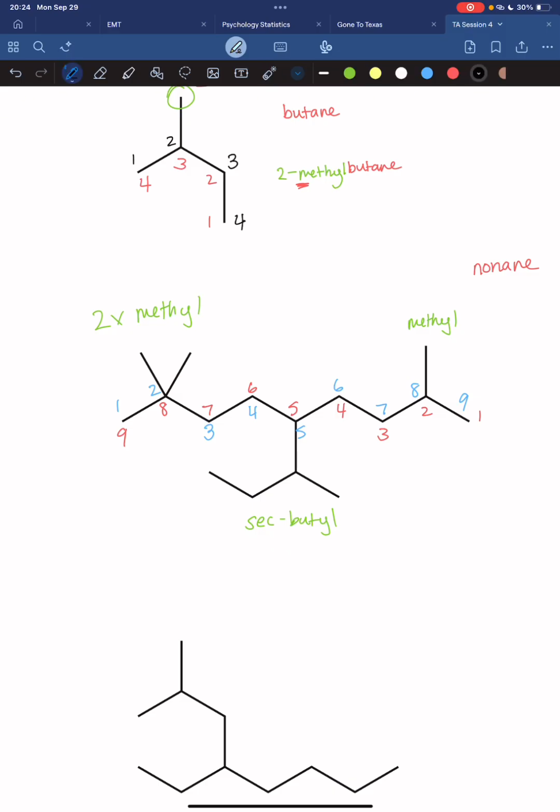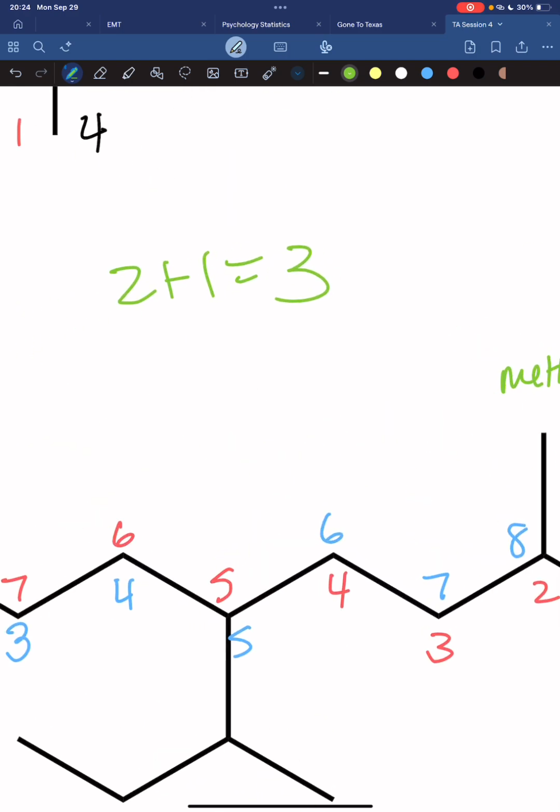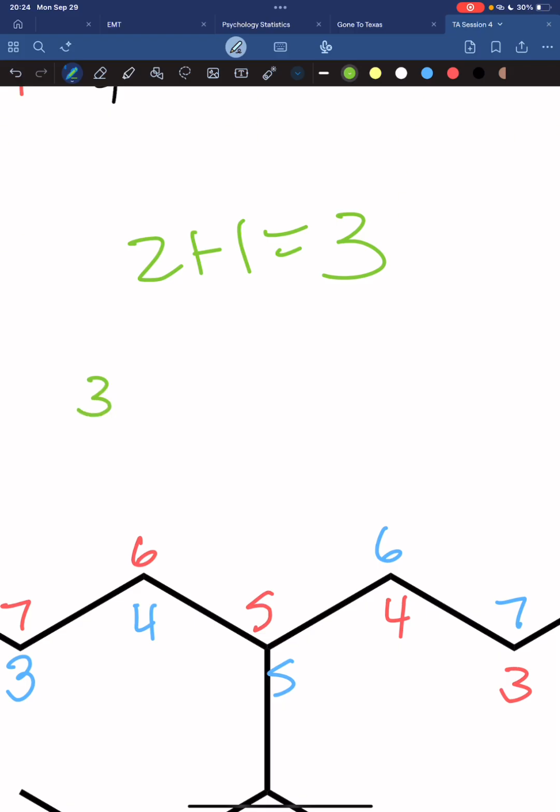So since we have two methyls here and we have one methyl over here, how many methyls do we have? We have 3 methyls. Good job, guys. That is math. So we have 3 methyls, and when we name our molecules, we also add a little prefix to them, right? And what is that going to be? So if we have 3 methyls, this means it's trimethyl, right?